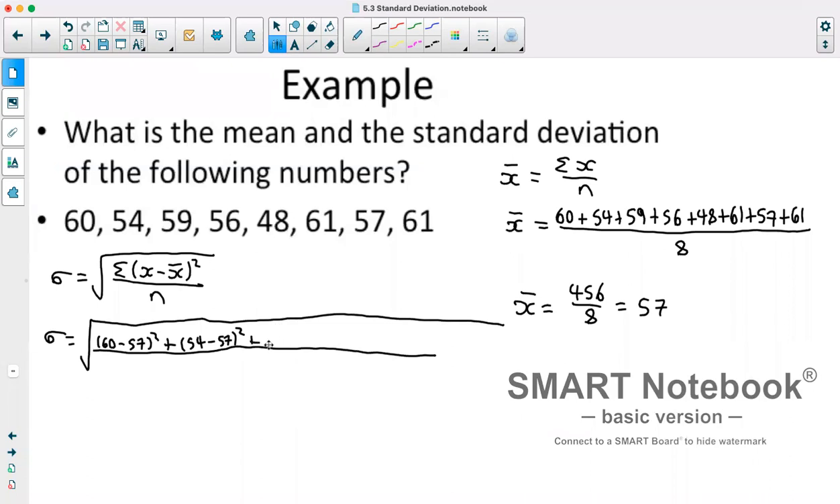Plus 59 minus 57 squared, plus 56 minus 57 squared. And we do that for all the terms up here, and then that's divided by 8. So we'll try to fit all these in. We may have to extend this square root sign over.